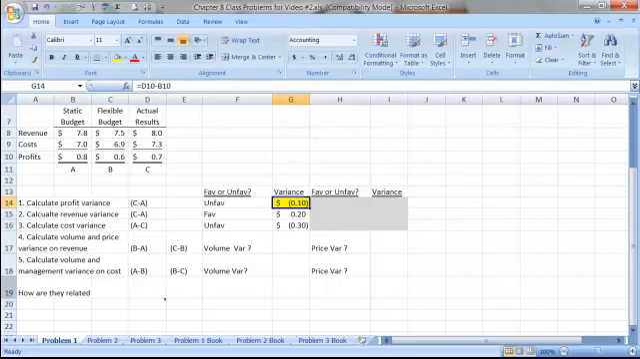Now let's go and calculate the volume and price variance on revenue. Now remember, volume variance is the difference between the static and the flexible budget, and the price variance is the difference between the flexible and the actual budget. So let's calculate. Let's do the volume variance right here on revenue and see if it's favorable or unfavorable.